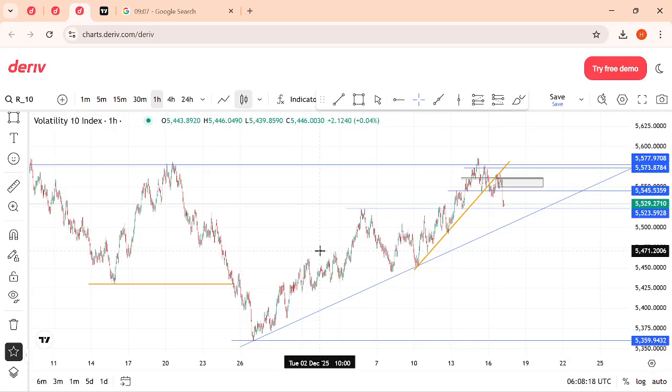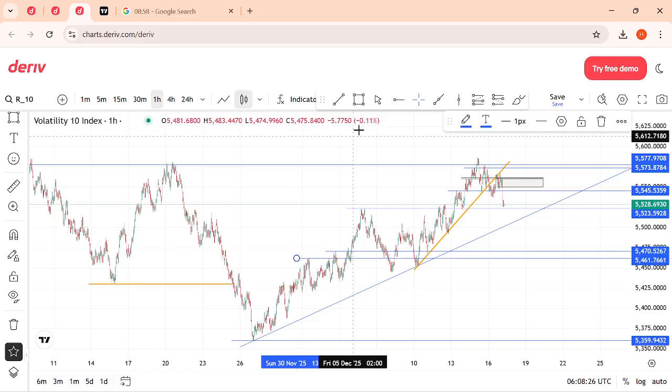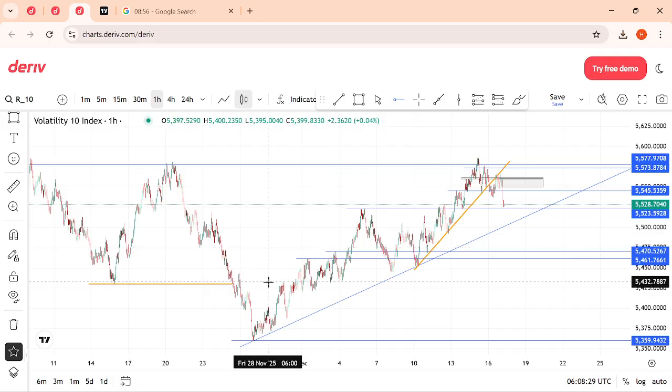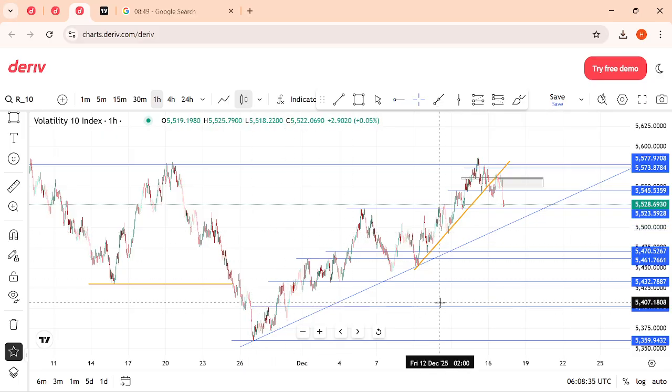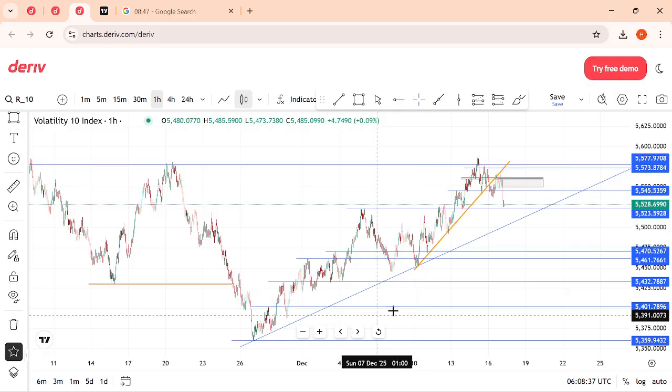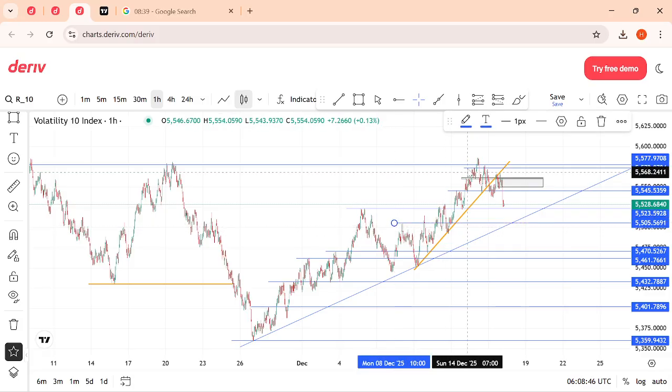So we also have this area of resistance here, and we have this area of resistance also. We have this one also, and we have this one. So you can see we've been able to mark all our levels, all these areas of resistance. We have these ones here. I will just mark this one because we have price reacting from it here, this point to the upside and again down to the downside.